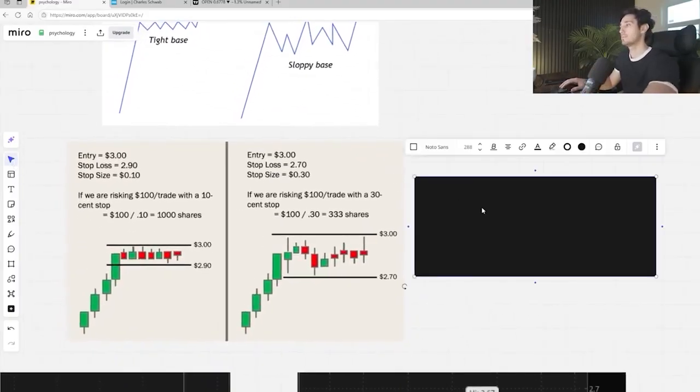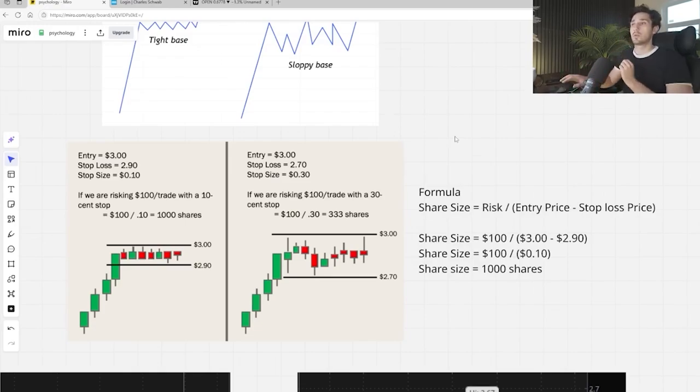And this is why. It all comes down to your reward to risk. So right here, we have two different consolidations, two different bases. This one is very tight, very clean. It's not ranging all over the place. This one is the opposite. It is ranging all over the place. It's up, it's down, it's up. So let's say our entry for both of these setups is $3 over the base.